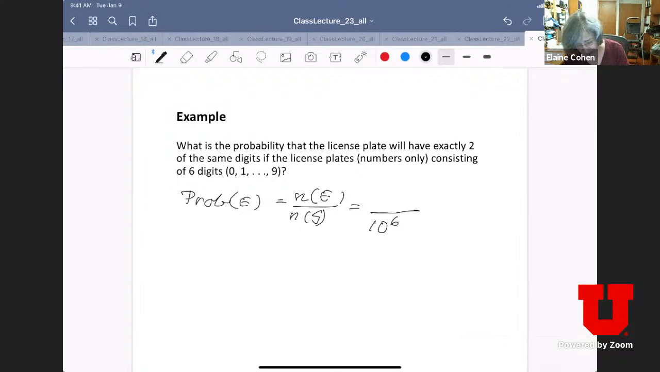What was this number? It was 10 times combinations of 6 choose 2 times permutations of 9 things taken 4 at a time. And that's the probability that the license plate will have exactly 2 of the same digits out of all possible 6-digit license plates. Good.